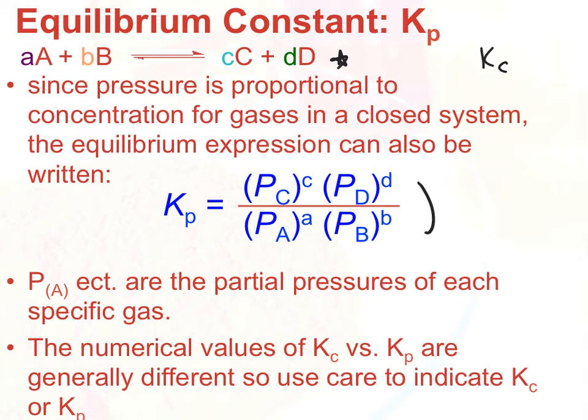So basically we'll take the partial pressures of our products to the coefficient values divided by the partial pressures of our reactants to those same powers of those coefficients. So we can write our equilibrium expression in the same way we would write Kc, except obviously we write it with respect to those partial pressures.